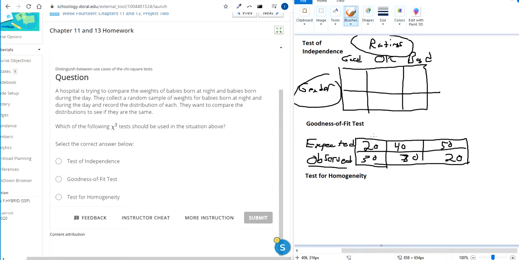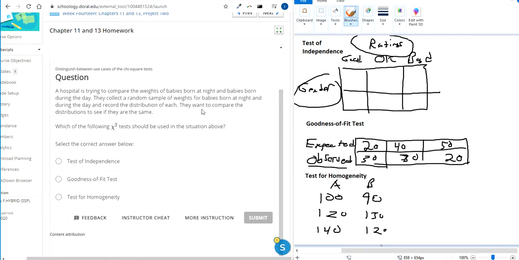And the test for homogeneity is a test to see whether two columns of numbers come from the same population. So like you've got blood pressure for one group of people, for group A, and you've got blood pressure from group B. You can test to see whether these two came from the same population or not. Okay, so now we know the three of those. Let's check out the problem here.